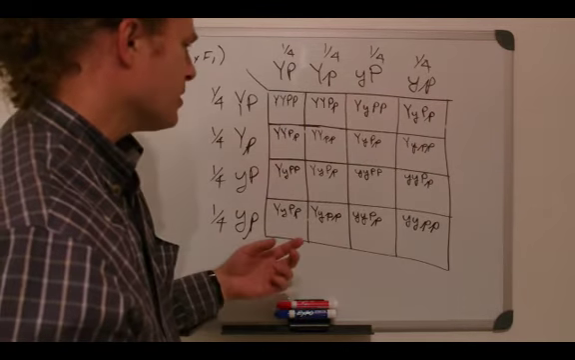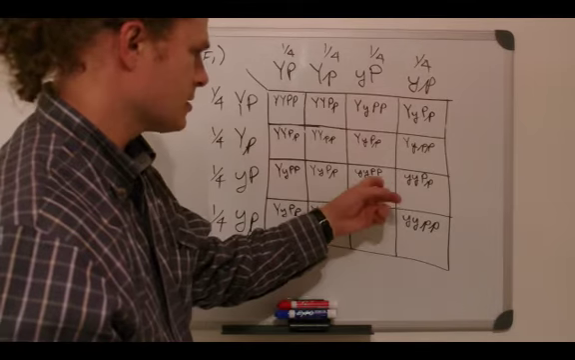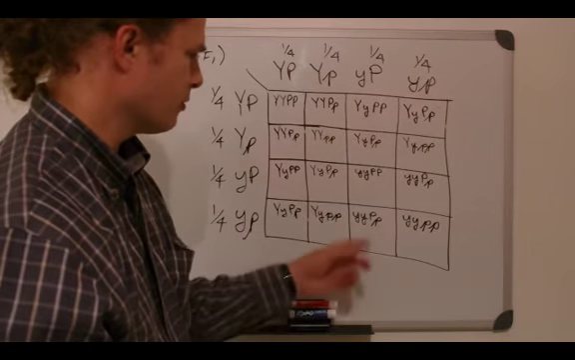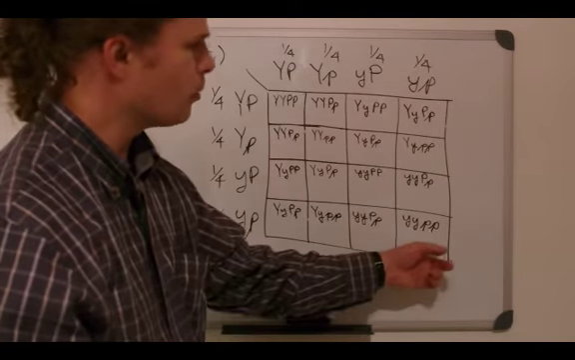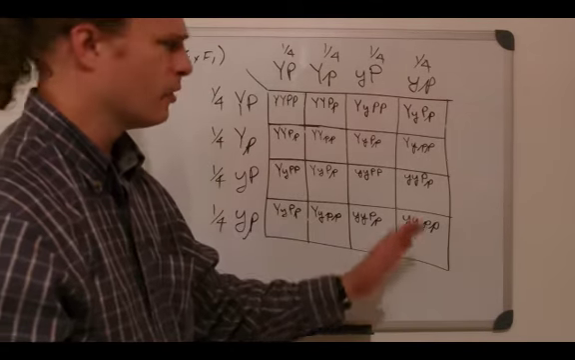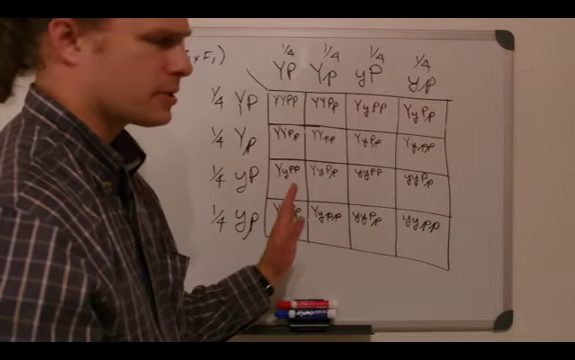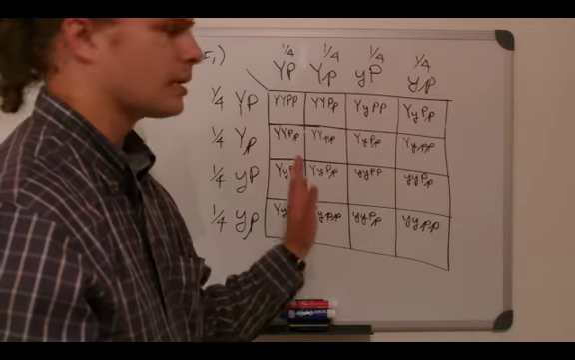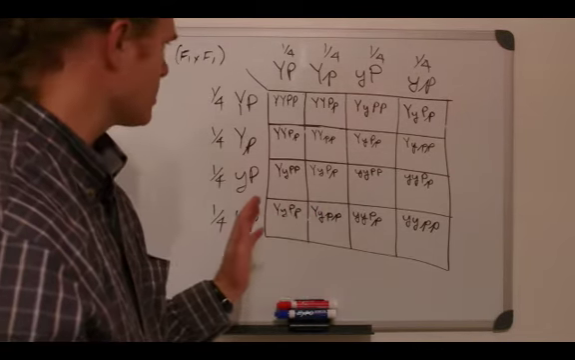There will also be 3 that have green seeds with purple flowers. You can find those as well. And then there's only 1 that has both recessives. Now you can work your way through one of these Punnett squares, and I recommend it. It's worth doing at least once or twice so that you understand how it's done.